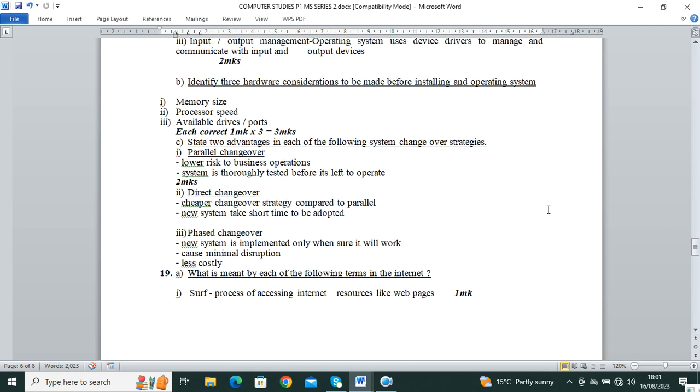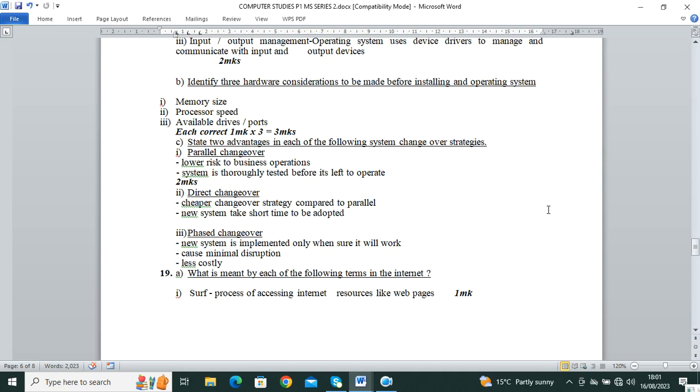Identify three hardware considerations to be made before installing an operating system. This is form one, second topic, the last part, that is the hardware and software considerations. So we have the memory size, the processor speed, availability of drives or ports. We can have more answers.